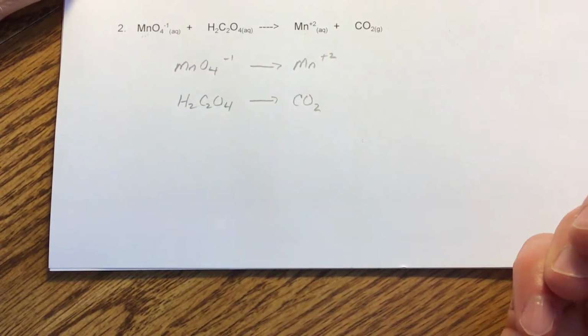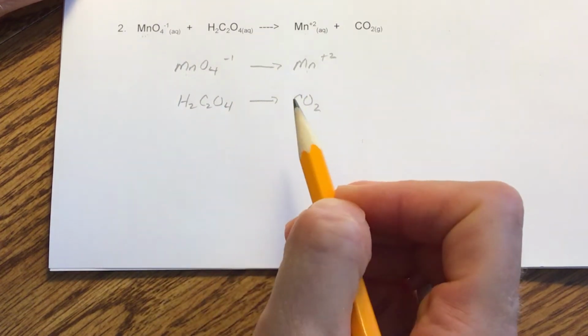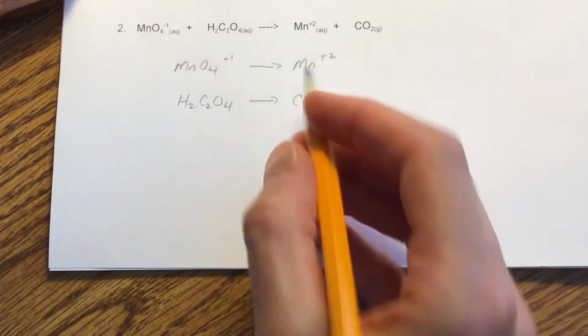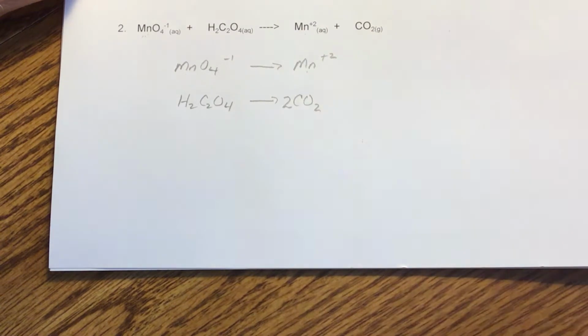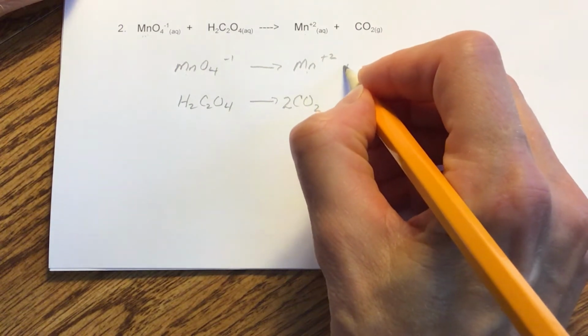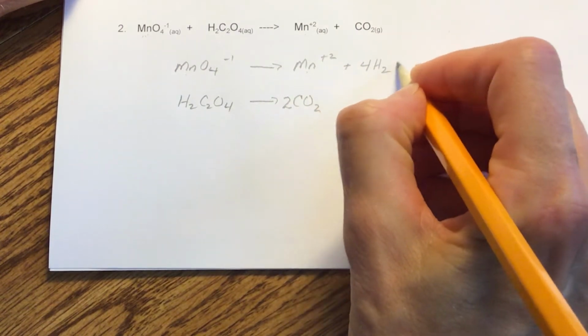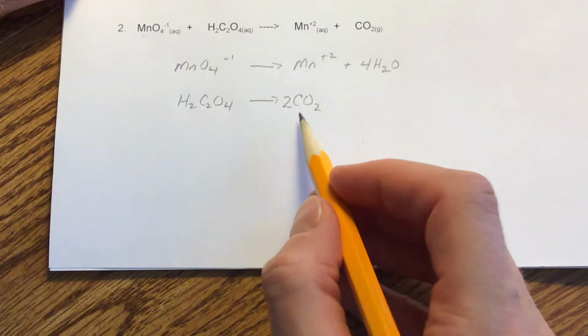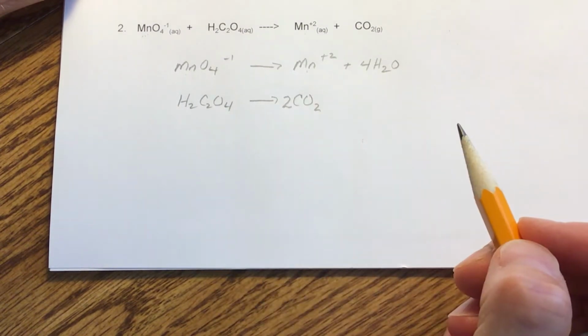Next, I'll balance for mass. So the manganese is balanced, my carbons are not. I need to put a coefficient of 2 in front of that CO2. Next, I'll balance the oxygens by adding water to the side that needs more oxygens. So I'll put 4 waters on my product side. And in the second reaction, it looks like the oxygens are balanced.